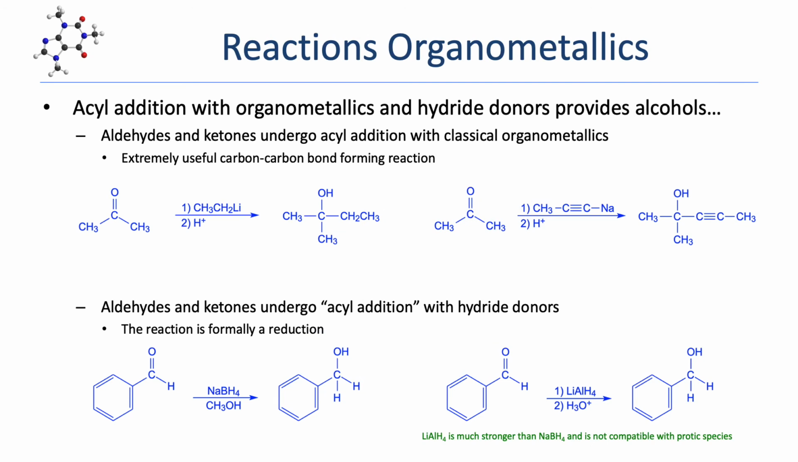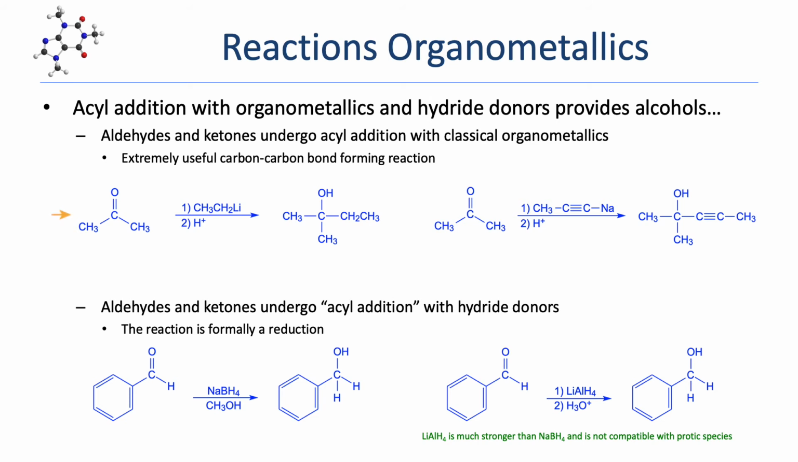The most common examples of acyl addition involve the reactions of aldehydes and ketones with organometallic reagents and hydride donors. Both aldehydes and ketones undergo acyl addition with classical organometallic reagents, organolithiums, Grignard reagents, and acetylide ions. These reactions are extremely useful synthetically because they result in the formation of a new carbon-carbon bond.